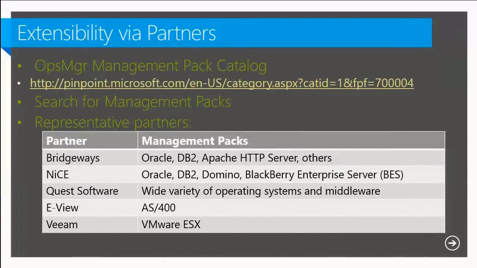For the common off-the-shelf applications, we've got good partner representation. I see some partners in the room here today, and partners are very well represented at the expo hall. So if you want to monitor Oracle or DB2, Domino, there is good partner coverage. I'd suggest you walk through the expo hall and talk to some of these partners. eView is doing AS400 extensions, and of course, I'm sure most of you are familiar with what Veeam is doing around VMware ESX monitoring.